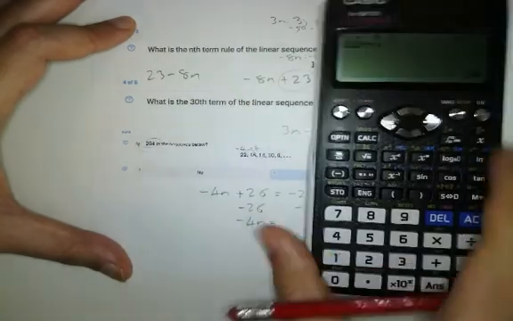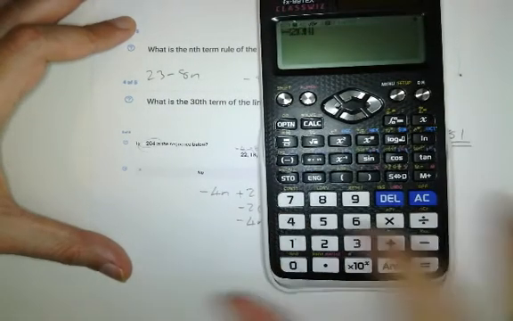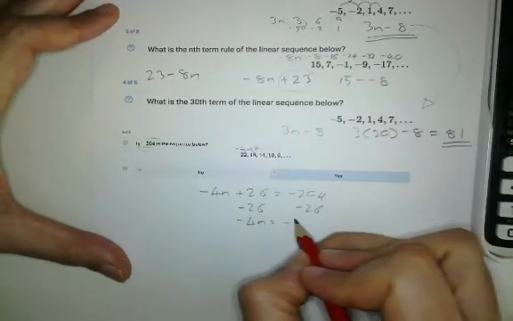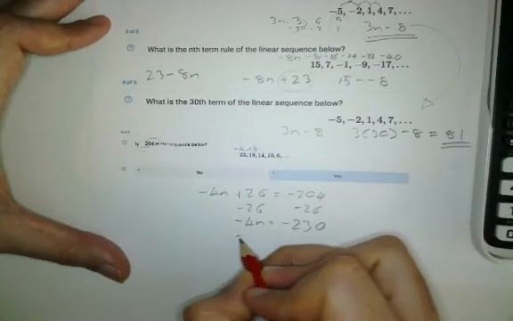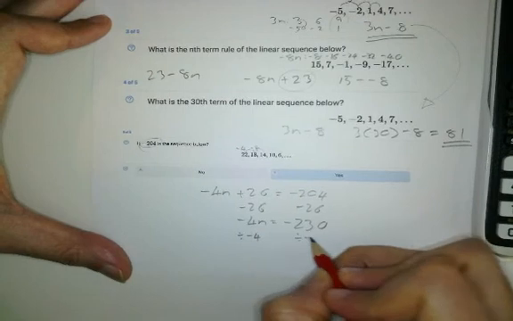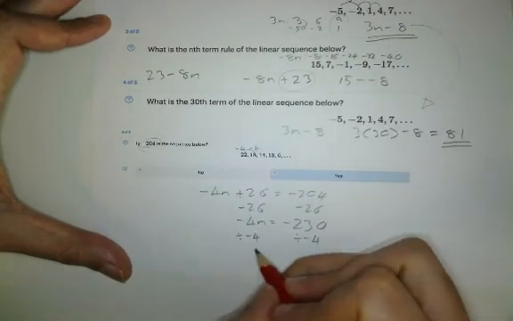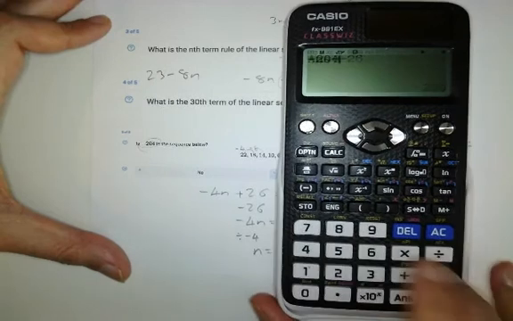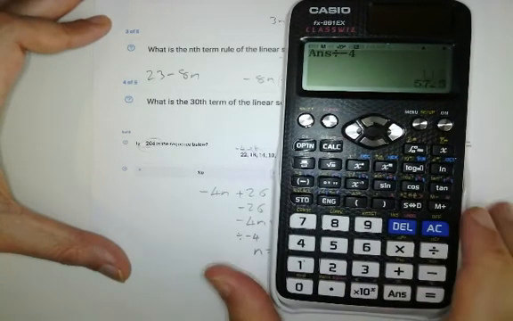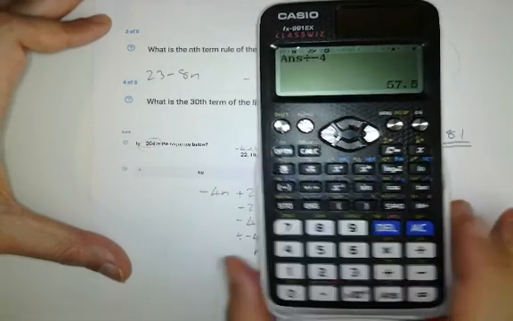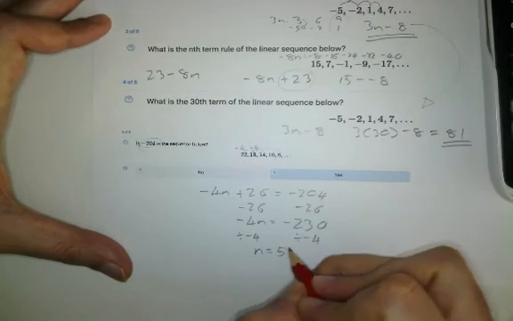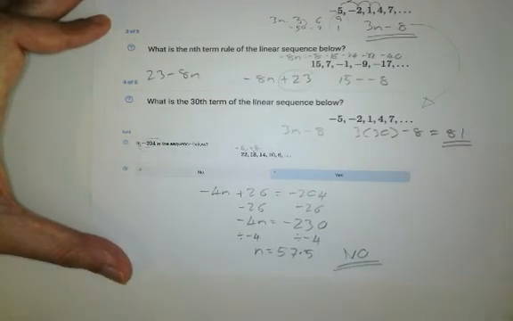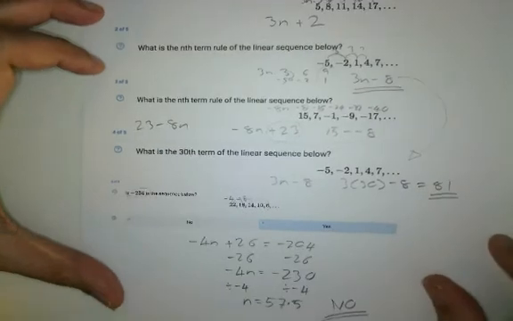So I'm going to take away 26 from both sides. So I've got minus 4n equals, calculate it, minus 204 minus 26 will give me minus 230. And then I'm going to divide both sides by minus 4. And remember, if my answer here is a whole number, then it is in the sequence. If it's not a whole number, then it isn't in the sequence. So there I'm getting 57.5. So no, it's not in the sequence.